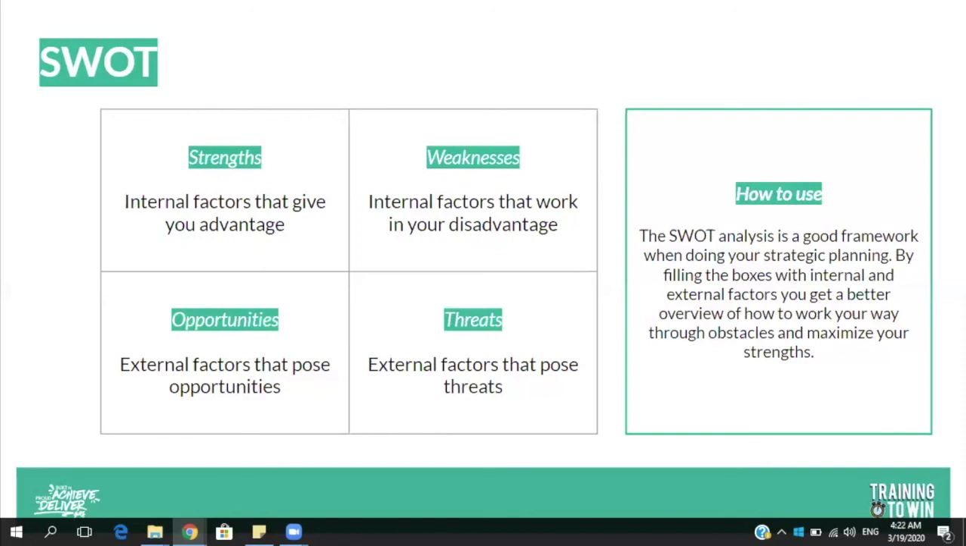The SWOT analysis is a good framework when doing your strategic planning. By filling the boxes with internal and external factors, you get a better overview of how to work your way through obstacles and maximize your strengths. I hope this is clear. So do not use opportunities and threats for things within the organization, but for what is happening externally that is influencing your performance, but also that of your competitor.